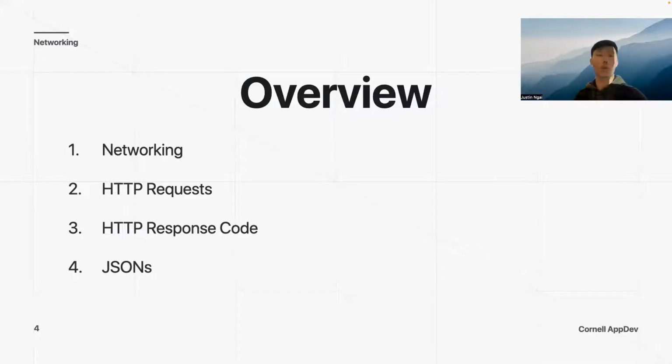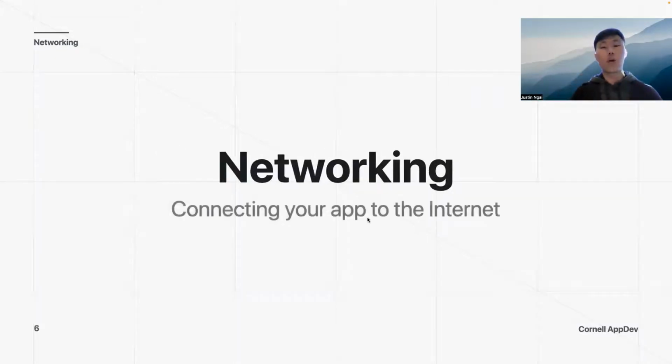Today we're talking about networking. So today's lecture is going to be split into 4 sections. First, we're going to talk about what networking is generally, and then we'll talk about how networking is done, specifically through HTTP requests. Then we're going to talk a bit more specifically about the HTTP response codes. So when you send a request, what happens, right? And then finally, we'll be talking about what a JSON is. And a sneak peek idea is JSON is a way that we use to do this communication. All right, so first, networking.